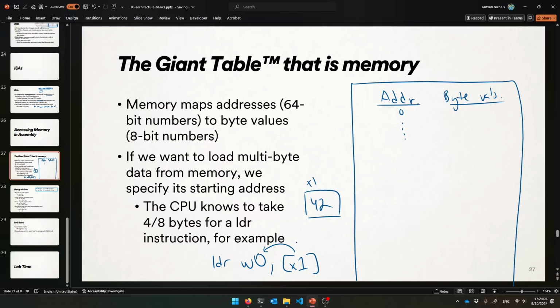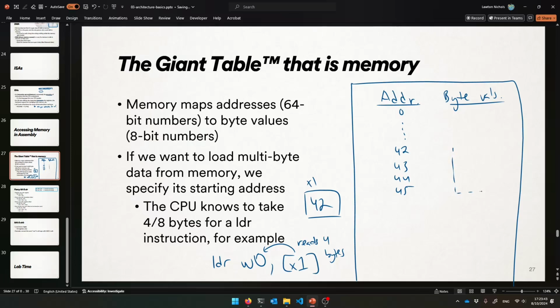So this will read 4 bytes. If you read into an X register instead, it will read 8 bytes, because that's how much room there is in that register, right? So the CPU knows, if you have a load instruction, it's going to take either 4 bytes or 8 bytes depending on if you put a W register or an X register here. And so, if that's what X1 was holding, that address, it knows to go and look at address 42, 43, 44, and 45.